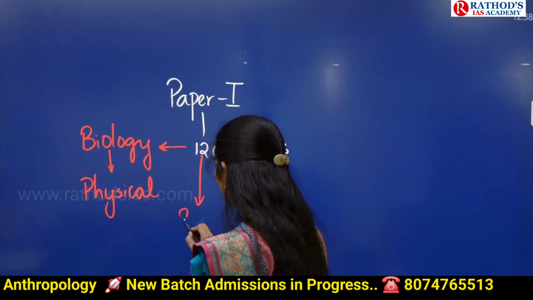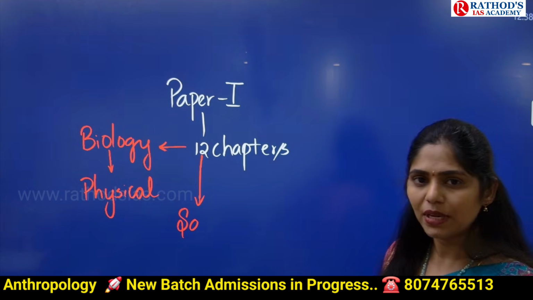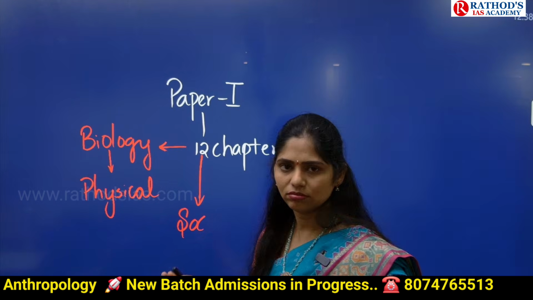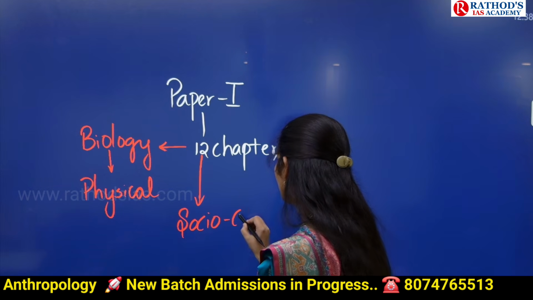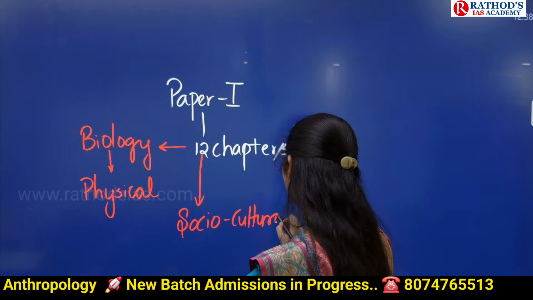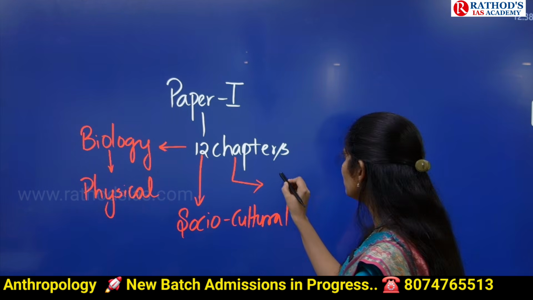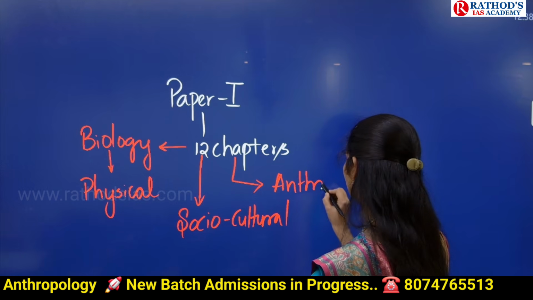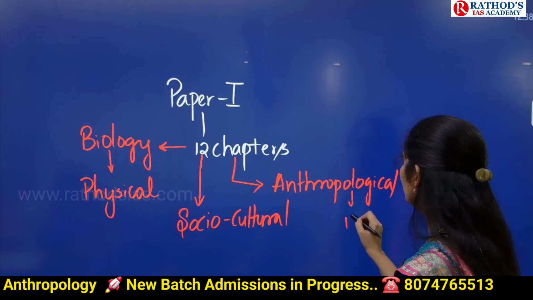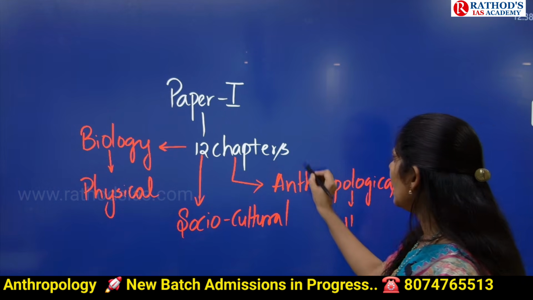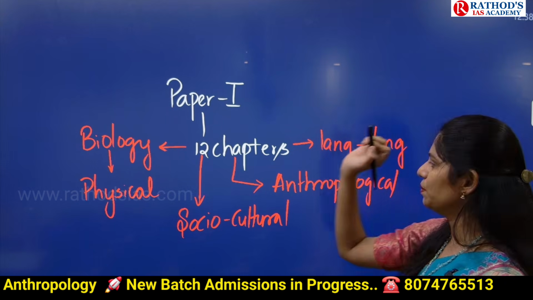Next you will be studying society, culture, marriage, kinship, family, language, everything. Economic systems and political systems come under your cultural anthropology. There is one chapter, chapter 6, about theories. Those are called anthropological theories. We have around 7 theories in anthropology. And there is one separate chapter on language, which comes under linguistic anthropology.